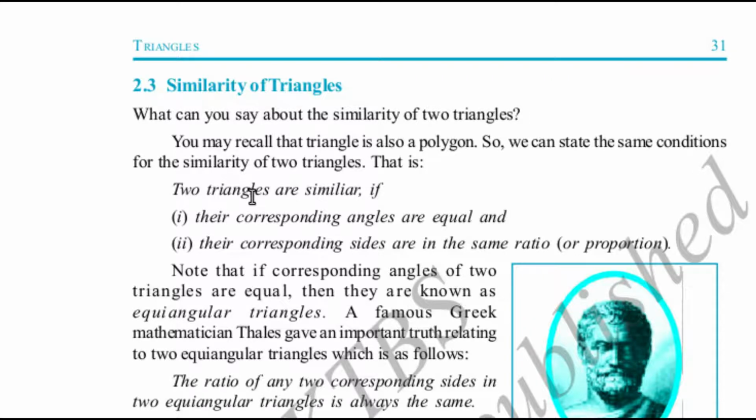We discussed in the previous lecture that two triangles are similar if their corresponding angles are equal and their corresponding sides are in the same ratio or in proportion. What I meant to say is the ratio of any two corresponding sides in two equiangular triangles is always the same.